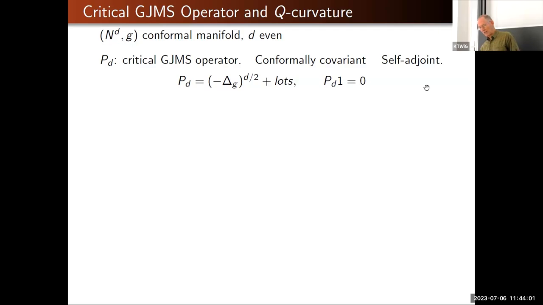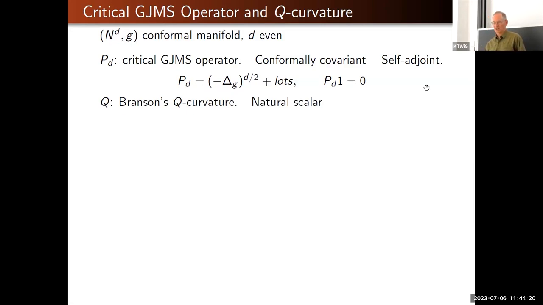And it has no constant term. These are just some of the properties that this critical GJMS operator has. Now, Q is Branson's Q curvature. It's a thing that's been studied tremendously in conformal geometry. It's a scalar quantity involving curvature.